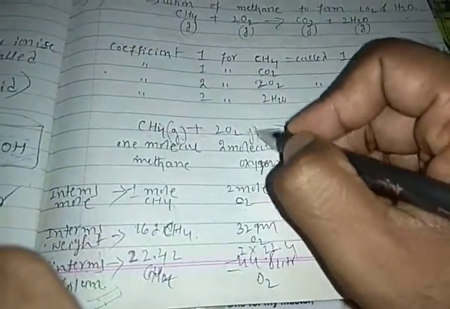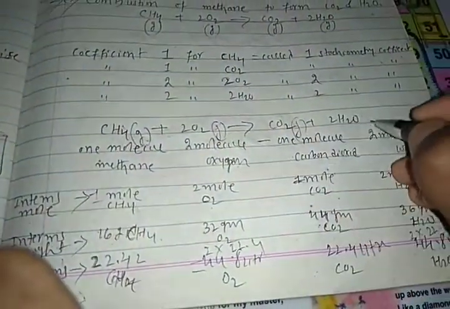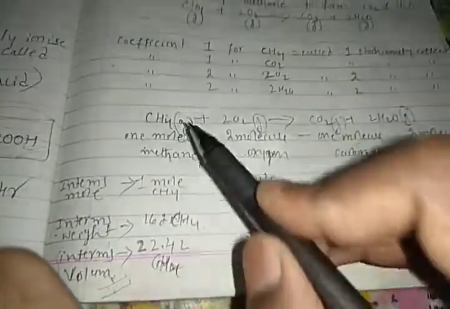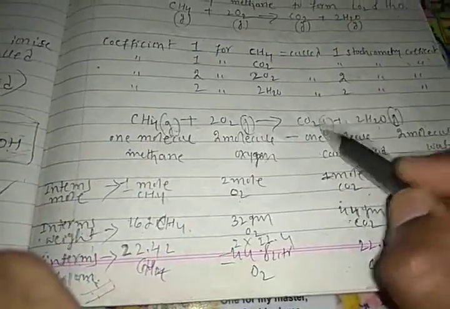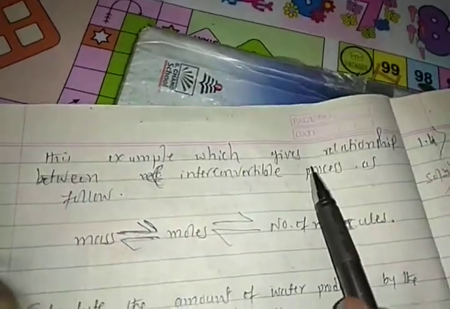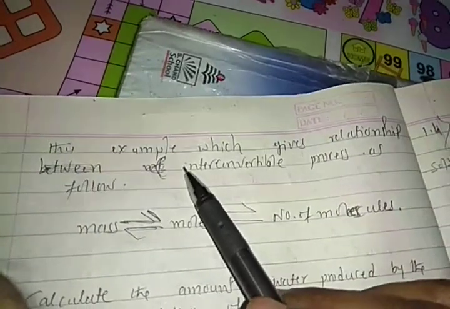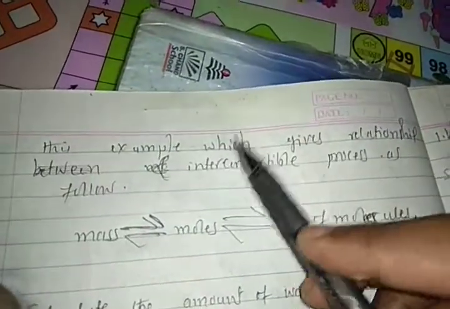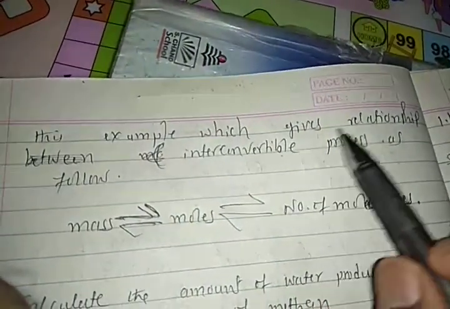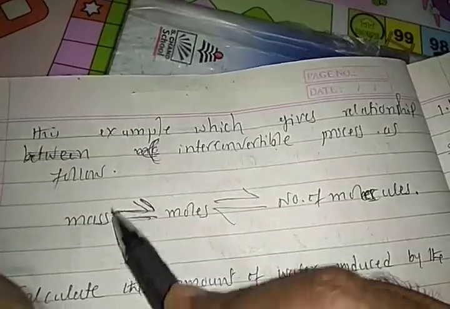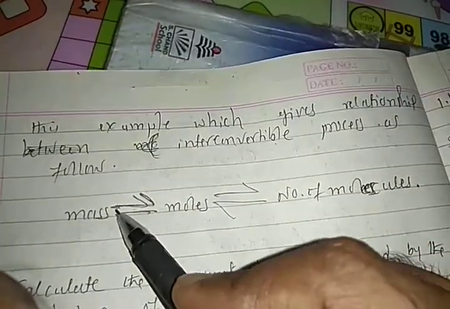Methane is in gaseous form, oxygen is gaseous, carbon dioxide is gaseous, and the water is also gaseous, vapor form. Right. So that's why we are using 22.4. If any one substance exists in solid form or in liquid form, then we can't use it in terms of volume. Understood? So this example gives the relationship of an interconvertible process. The stoichiometry is an interconvertible process, students. So moles are converted into mass, mass converted into moles.